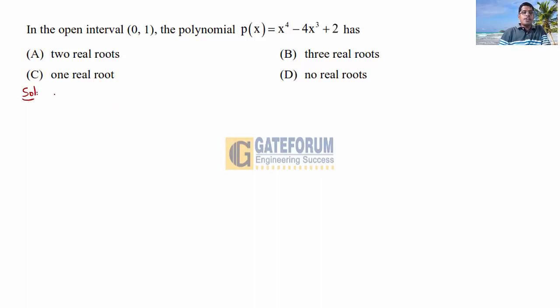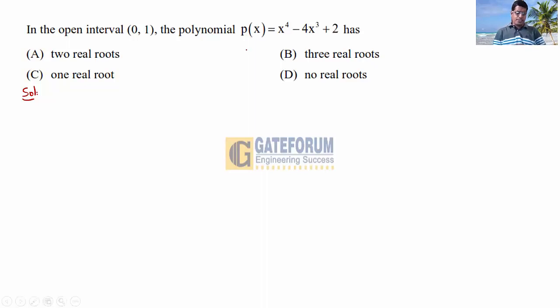According to the intermediate value theorem, give one by one integer values for x. Start from 0, 1, 2, 3 on one side, or minus 1, minus 2, minus 3 on the other side. Whenever two consecutive function values are of opposite signs, the root lies between the corresponding x values. Roots are the x values giving function value 0.